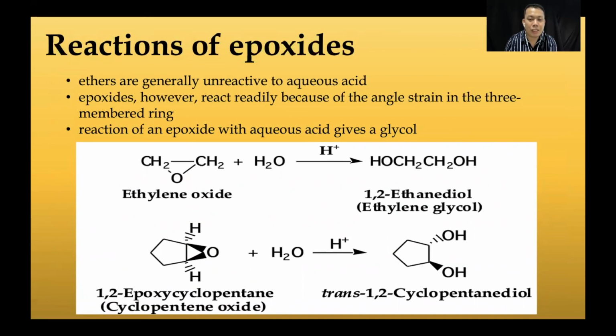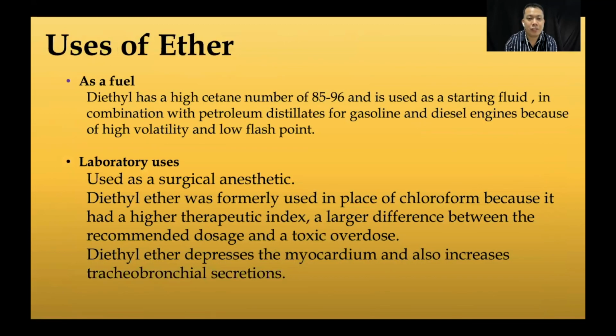So just like this one, you have your ethylene oxide, wherein with water and then the acid, it is converted to ethanediol, also known as glycol. So it is now known as ethylene glycol. Same thing as with the second example at the bottom of the image.